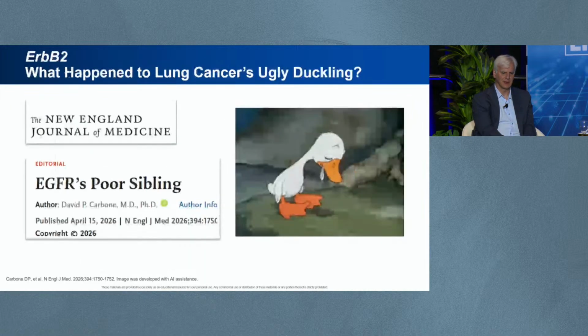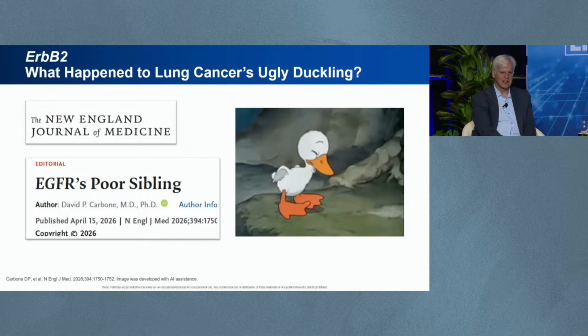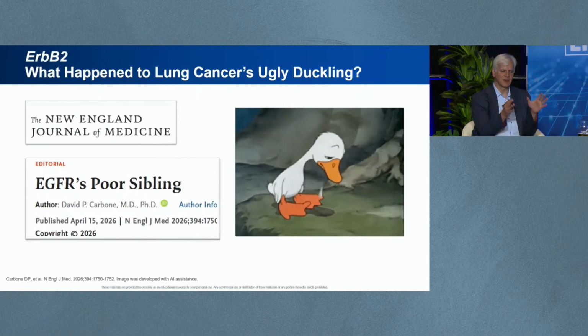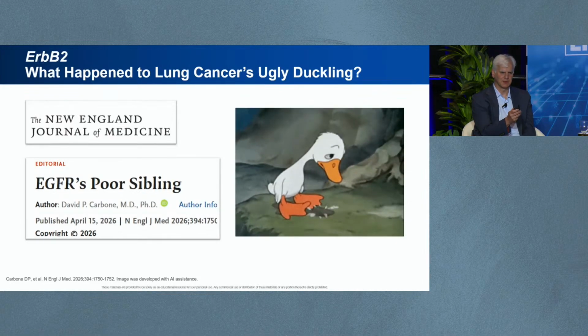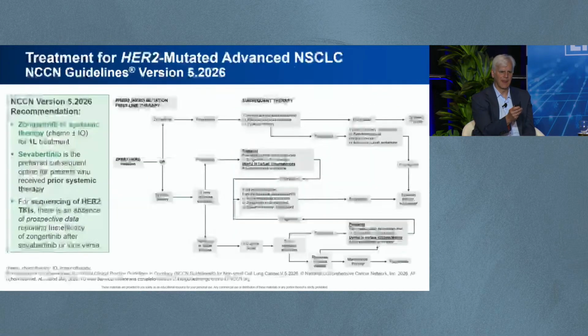non-small cell lung cancer. And I think this negative feeling is very nicely summarized in this editorial from just a few weeks ago by Dr. Carbone, that ERBB2 used to be EGFR's poor sibling, lung cancer's ugly duckling, where we knew that there are mutations that should be actionable. In the laboratory, we could make a difference. But in the clinic, there was nothing that we could do. So let's learn today what happened to lung cancer's ugly duckling.